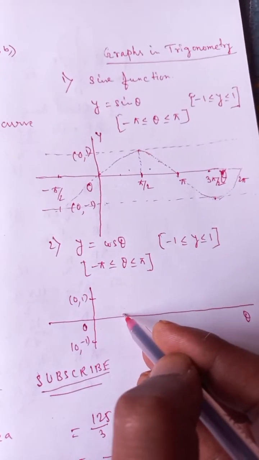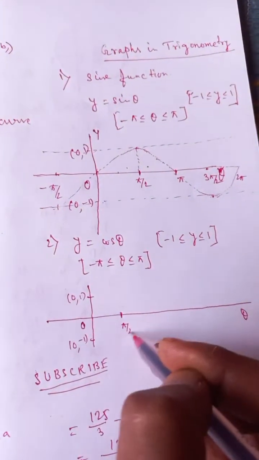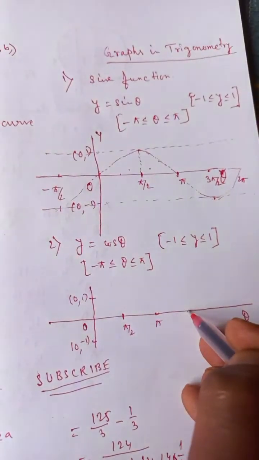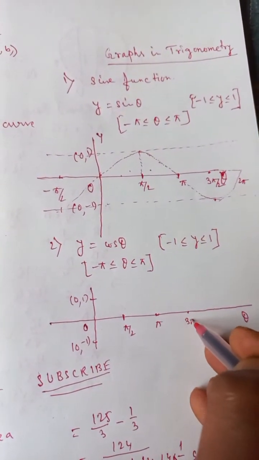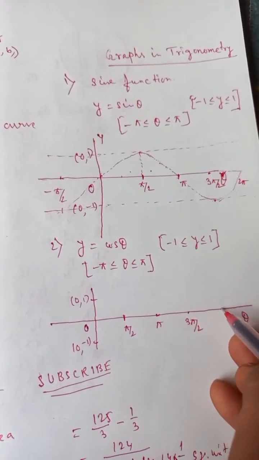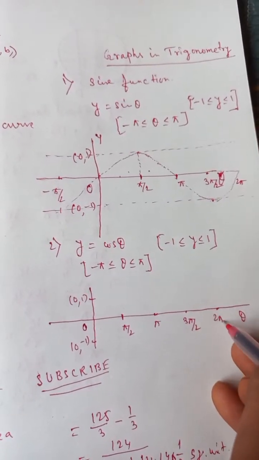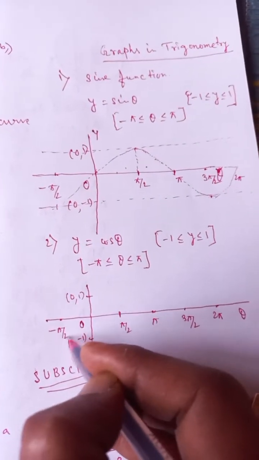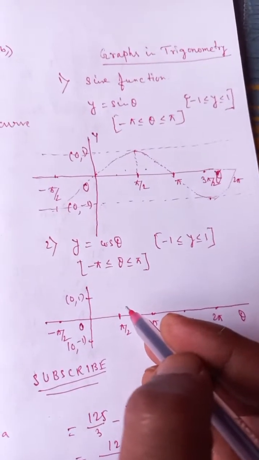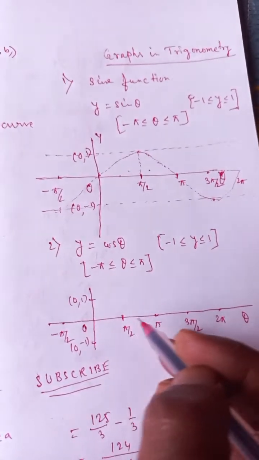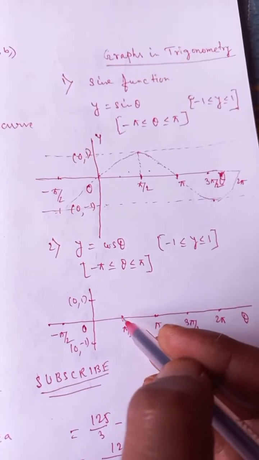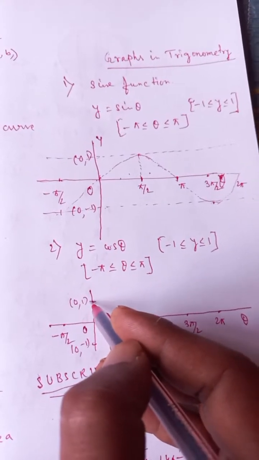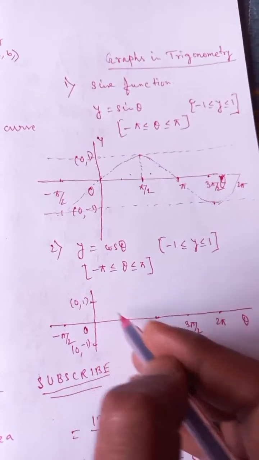Here it will be pi by 2, then pi, then 3 pi by 2, then again 2 pi, and here it will be minus pi by 2. So for pi by 2 it is 0, and for 0 it is 1; cos theta is equal to 1 at the point 0. So from here it comes.